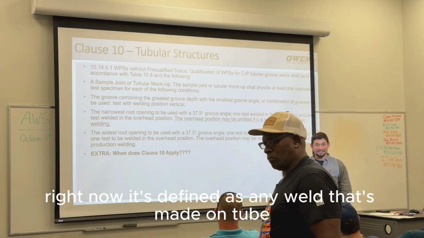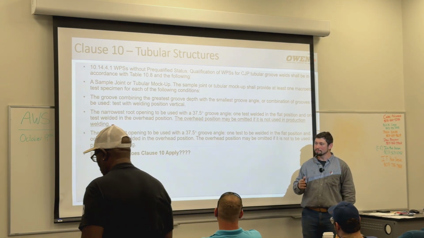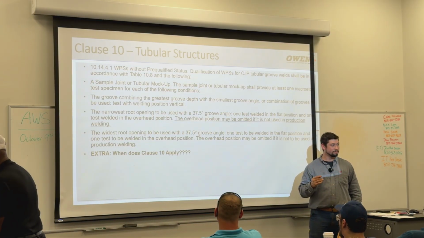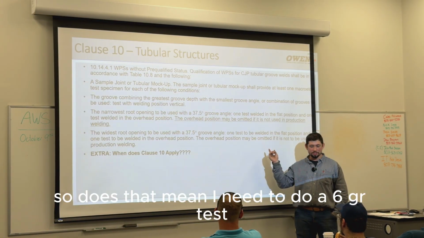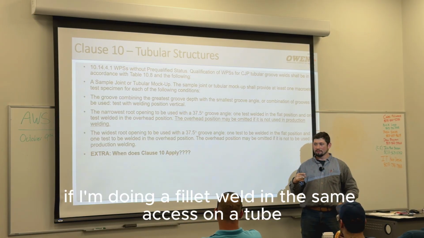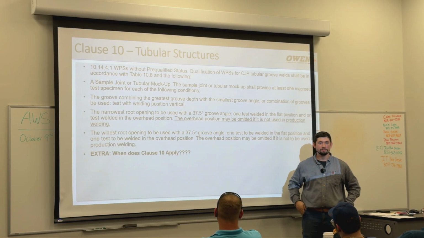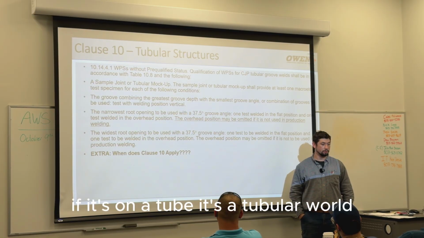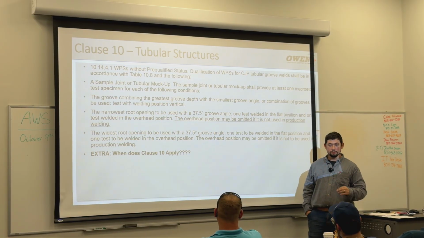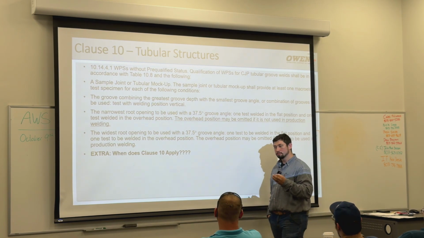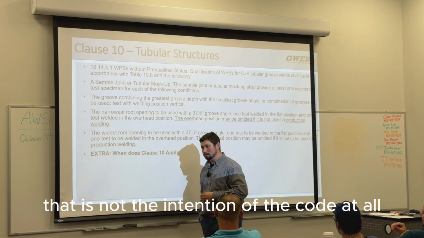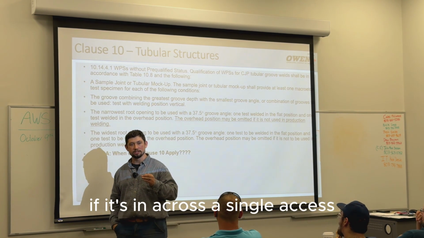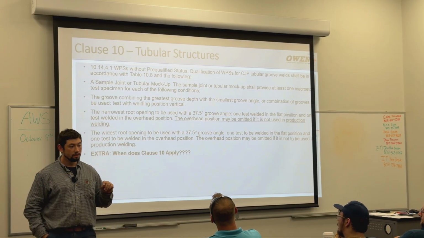Well, right now it's defined as any weld that's made on tube, right? So does that mean I need to do a 6GR test if I'm doing a fillet weld in the same axis on a tube? If it's on a tube, it's a tubular weld. By code, a lot of people think yes. That is not the intention of the code at all. If it's across a single axis, you don't have to.